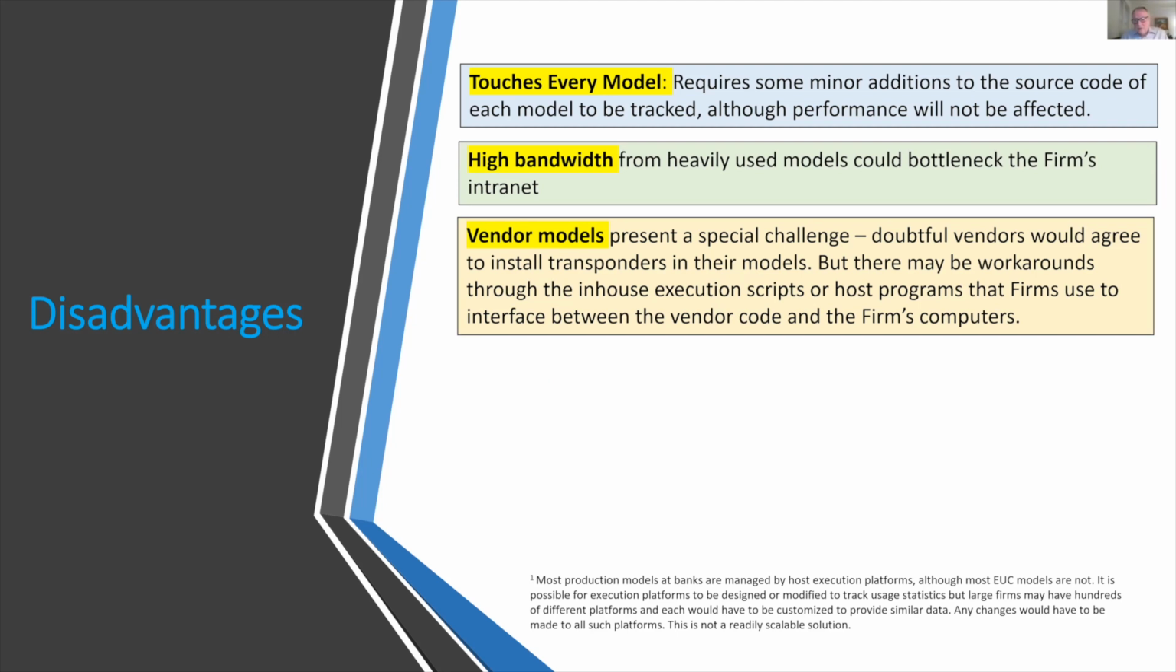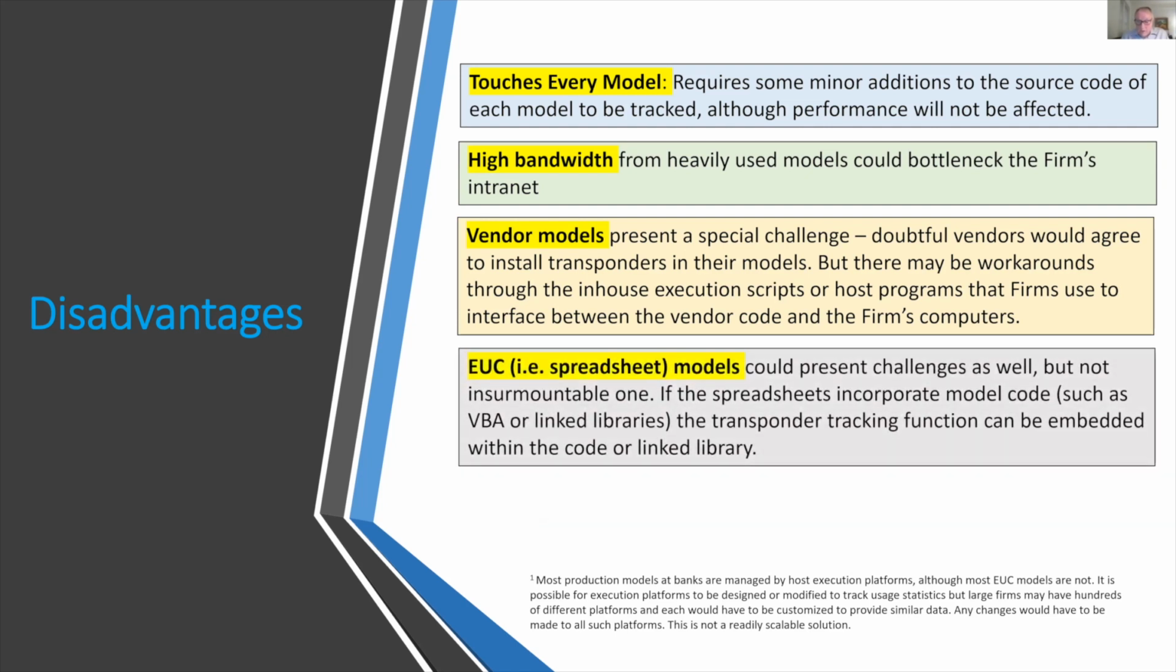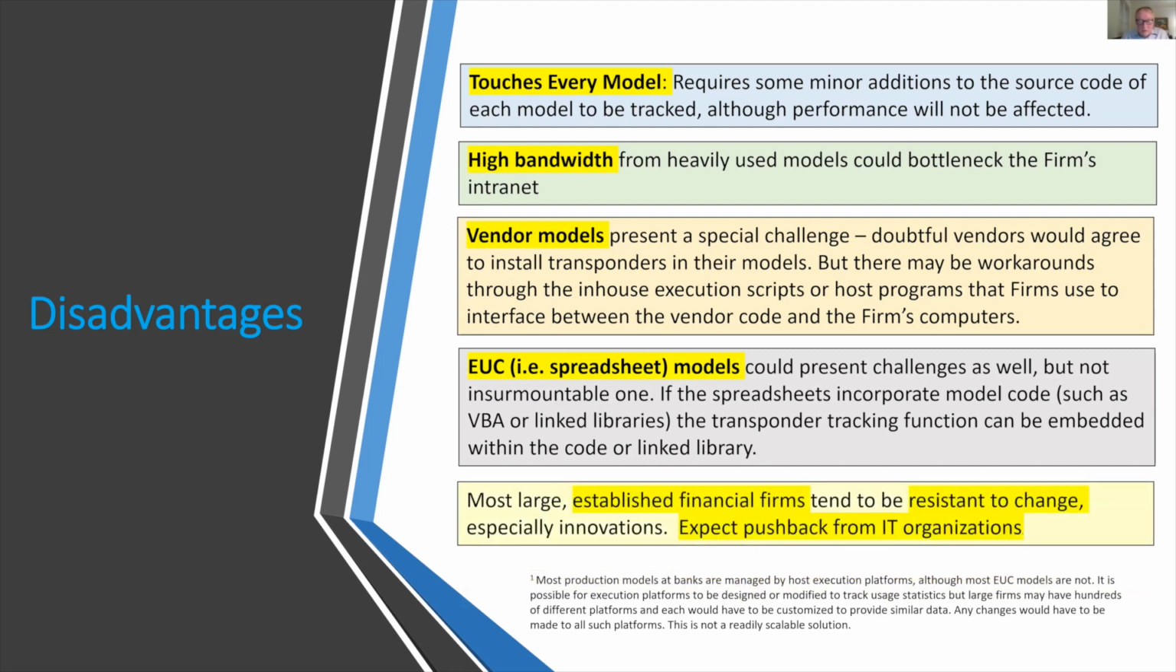EUC spreadsheet models can present challenges as well, but they're not insurmountable. If the spreadsheets incorporate model code, such as VBA or link libraries, then the transponder tracking function can be embedded within the code or link library. Lastly, I think this is probably the biggest disadvantage.